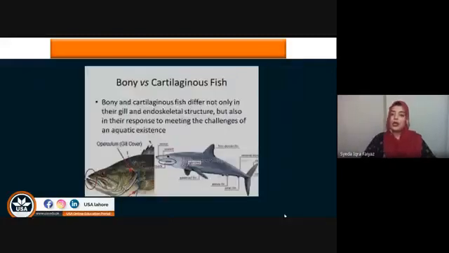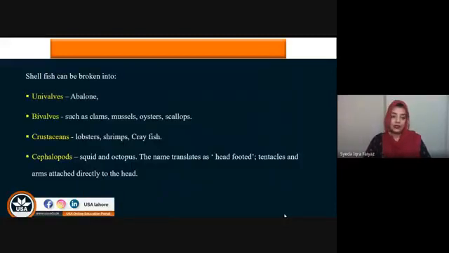Now, when we talk about bony versus cartilage fish, the bony and cartilaginous fish differ not only in their gills and endoskeletal structure, but also in their response to meeting the challenges of aquatic existence. They are very aggressive fishes because their bodies are cartilage, not bone, and their body is different, but their nature in the sea is also difficult because they have to meet the challenges. You know the nature of a shark, it's very aggressive and highly deadly, so you know exactly how it survives in common conditions.